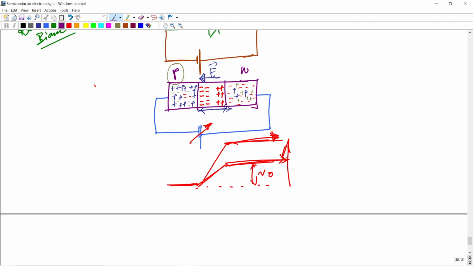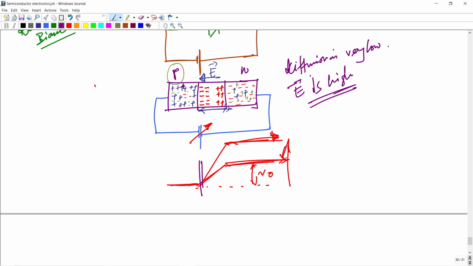So a hole from P to N is a little bit difficult. Similarly, an electron from N to P is a little bit difficult. So you get a lesser amount of current. Due to that, diffusion is very low here, but the electric field is high. More slope means more electric field. The field is high.